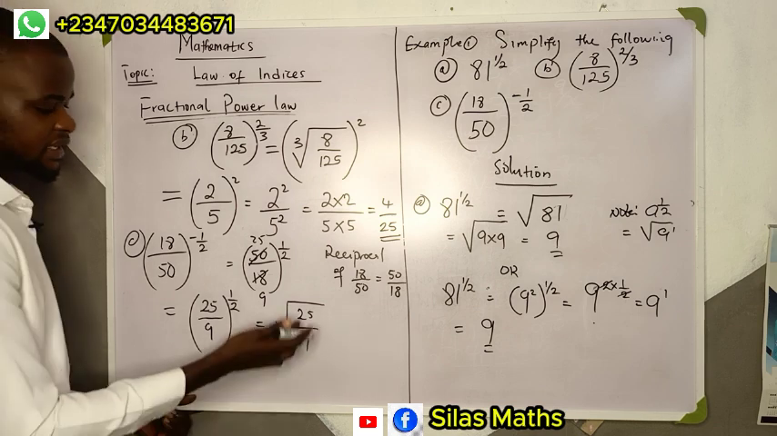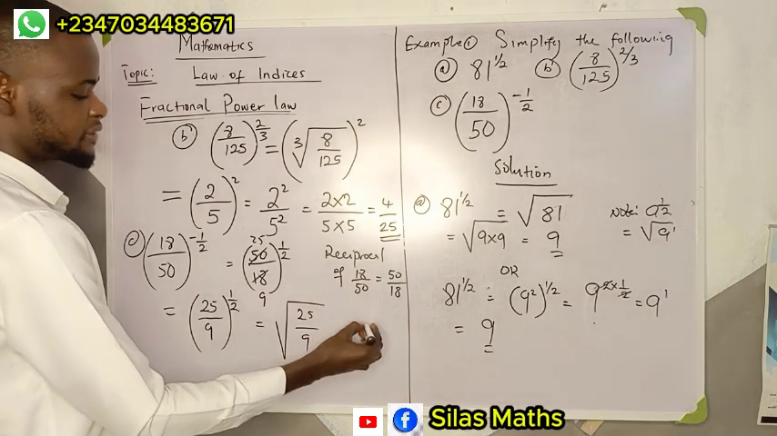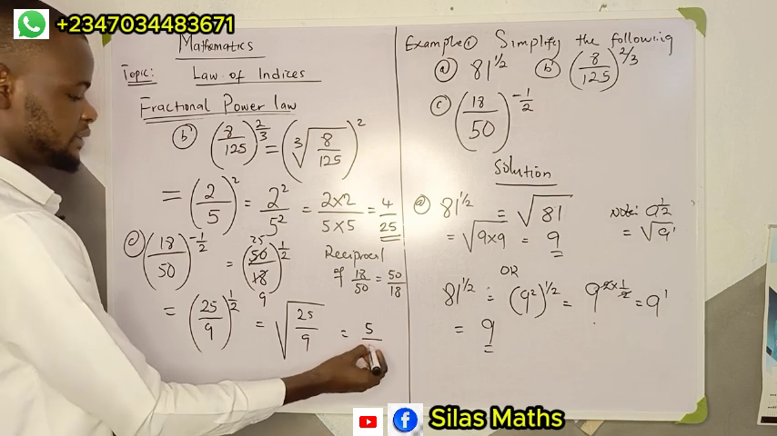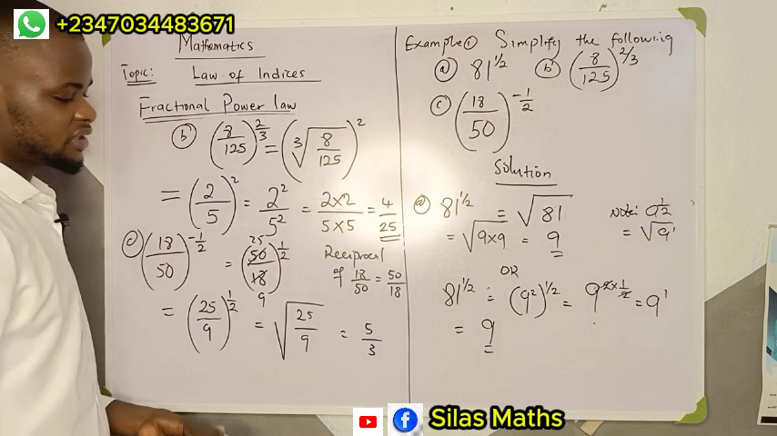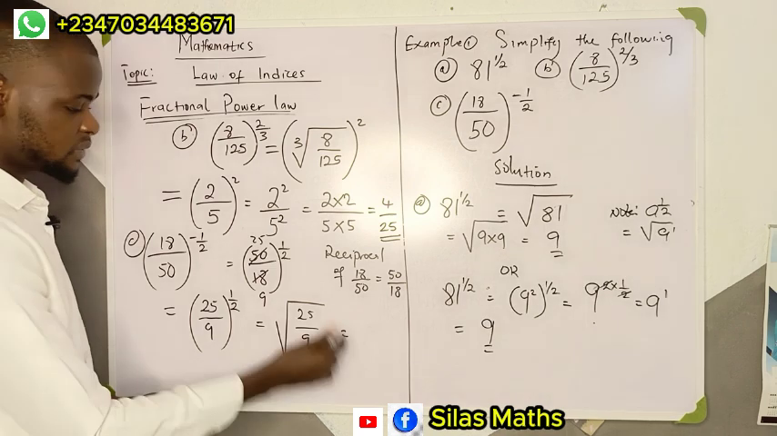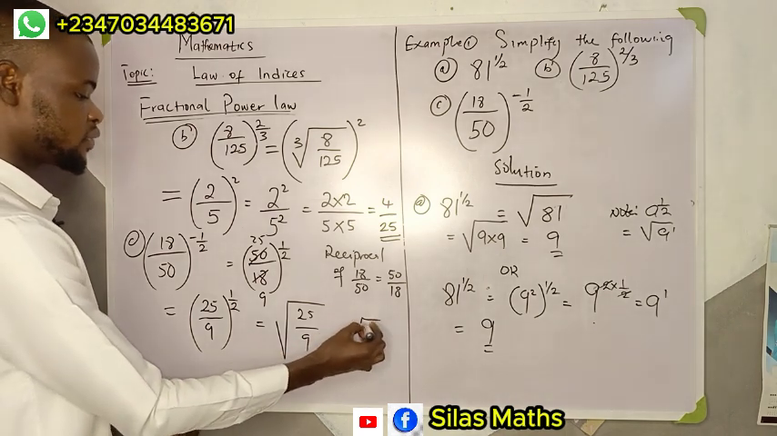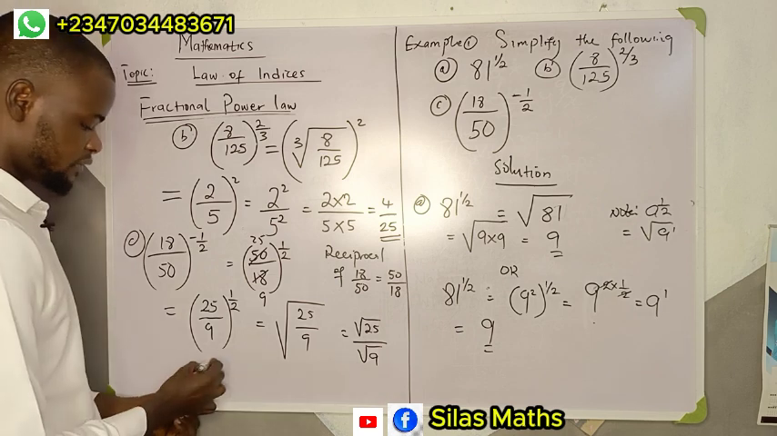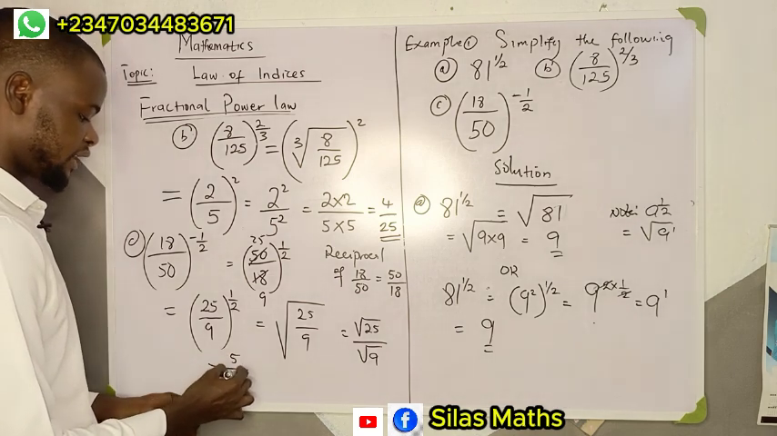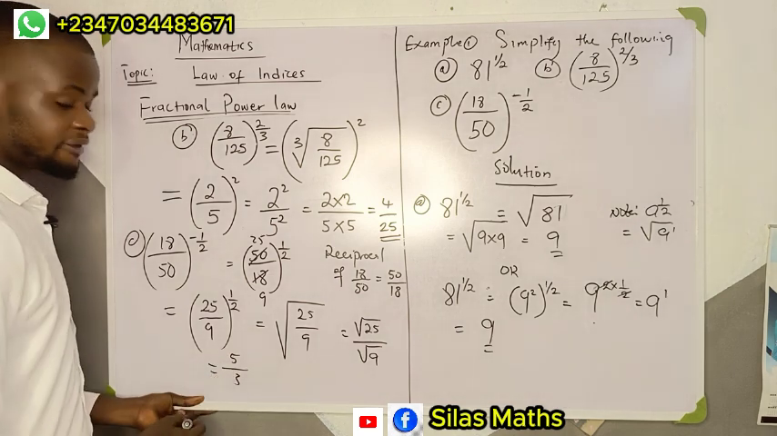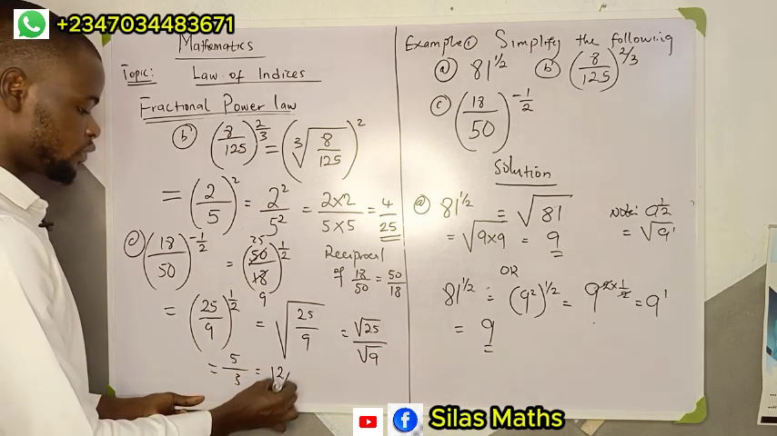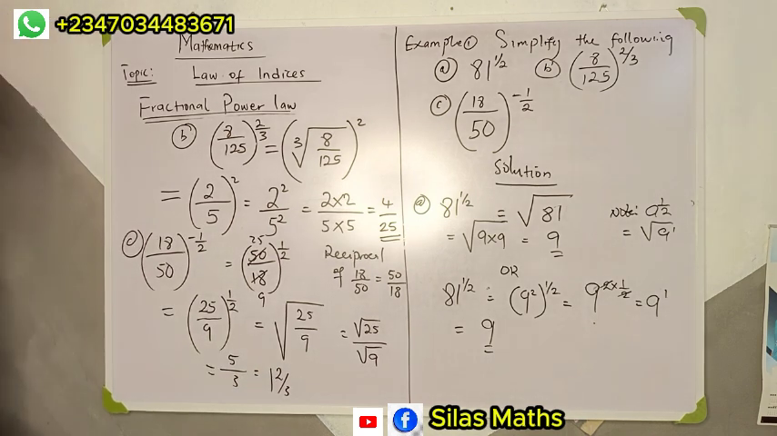So if that is the case, what is the square root of the numerator? That is 5. And what's the square root of the denominator? That is 3. If you don't want to write it this way, this is the same as saying the square root of 25 over the square root of 9, and that will give us 5 over 3. And 5 over 3 is 1 whole number 2 over 3. Yes, 1 and 2 over 3. That's the final answer for that question.